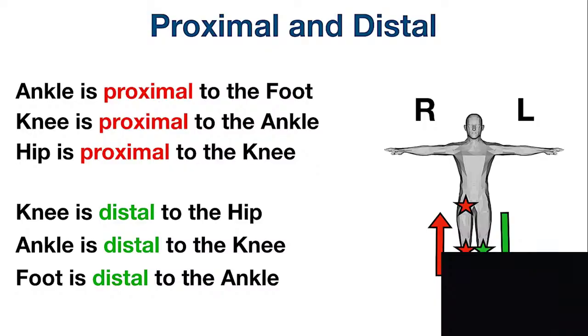Then when we look at the distal, we are doing the opposite. The knee is distal to the hip joint, and then the ankle is distal to the knee, and then the foot is distal to the ankle in that same perspective.